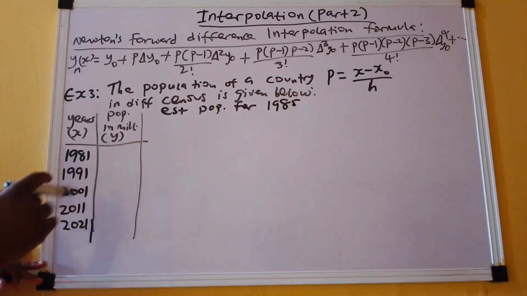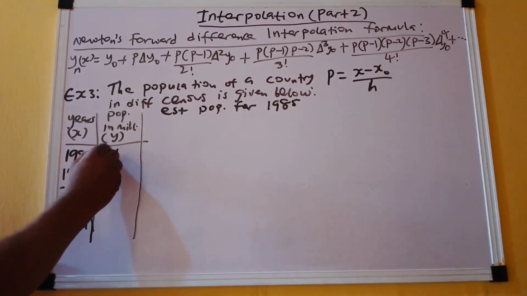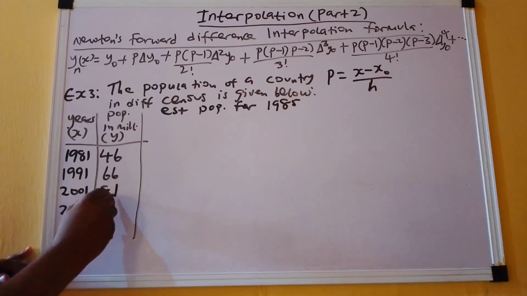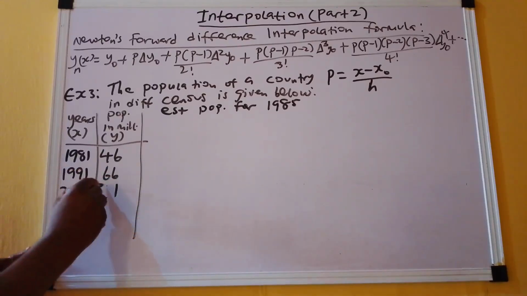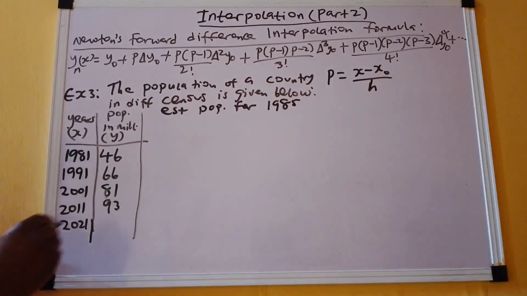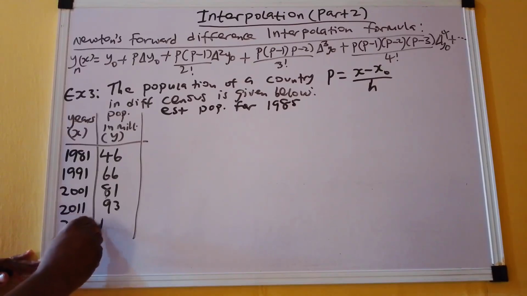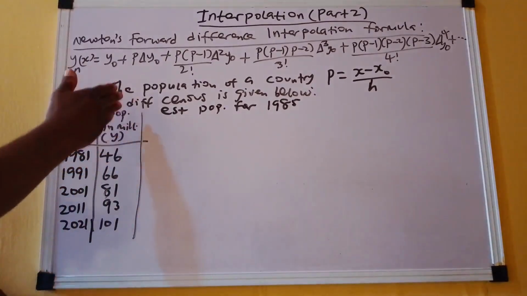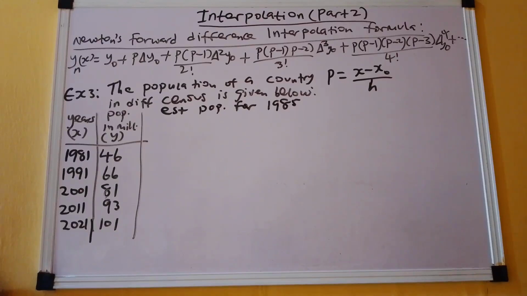Now, the population in millions: here we have 46 million. It has been narrowed down in millions. Here is 66 million, and the other one is 81 million. And this one is 93 million. And the last one, 2021, is 101 million. So this is what we have, the population in millions for the particular country.